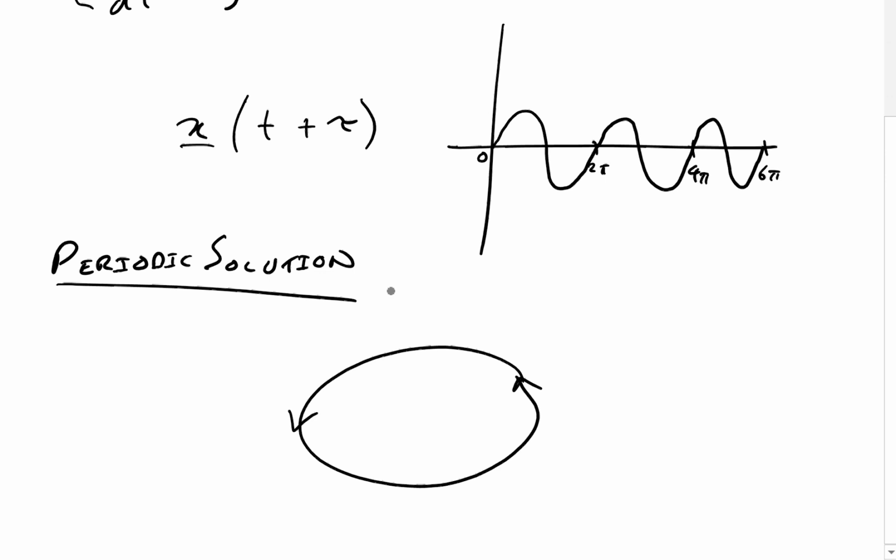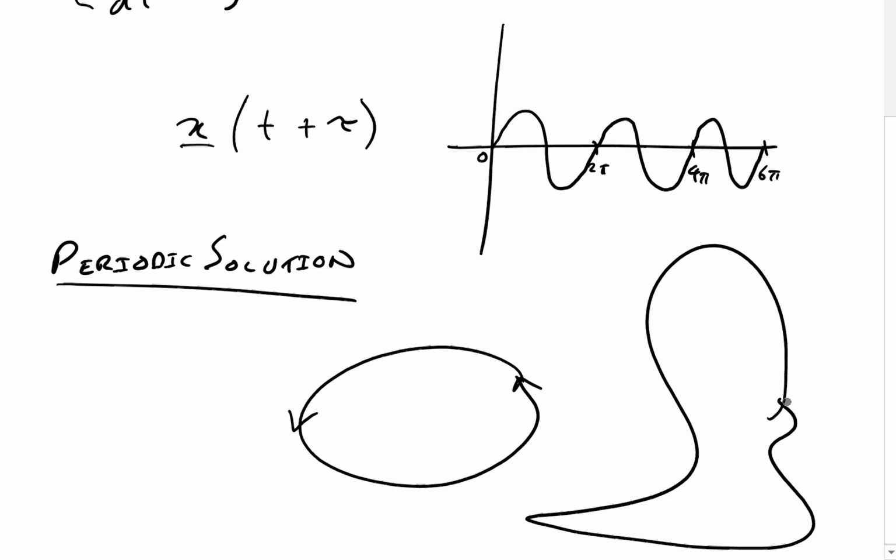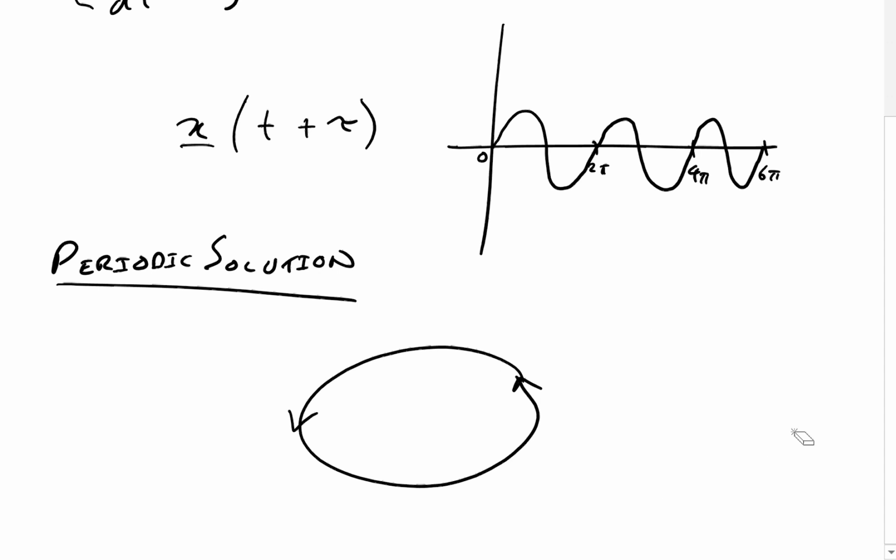Now, it couldn't always be a circle. That's just generally how we draw it. It could be anything you like. It could be any shape. The point is that you travel along that shape and you always come back to the same point. And you just keep on travelling along it as you go forward in time.